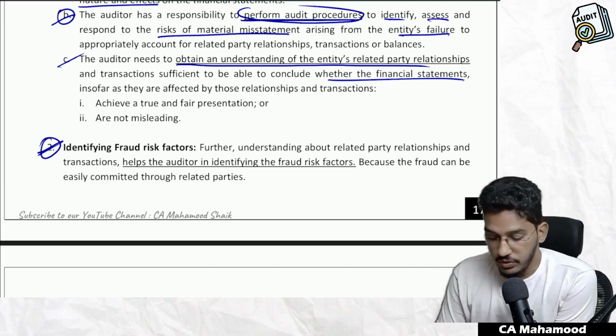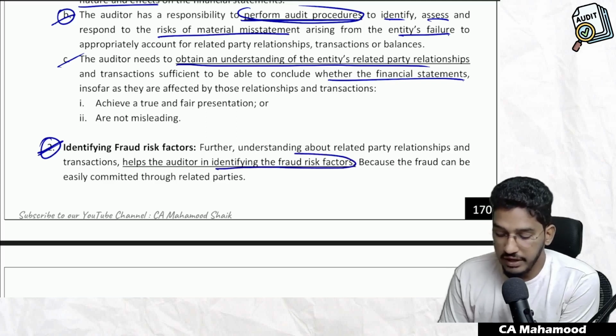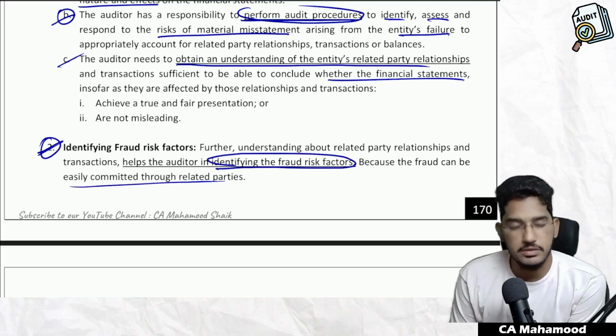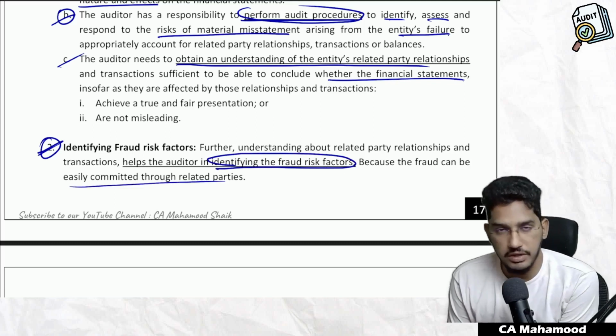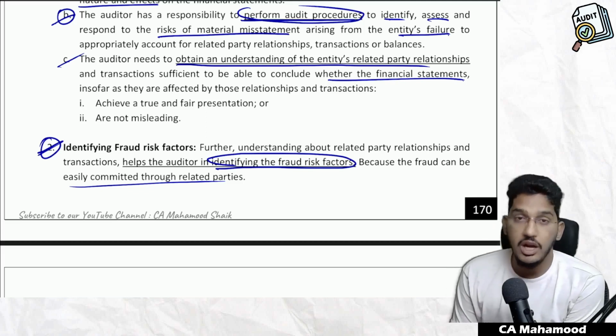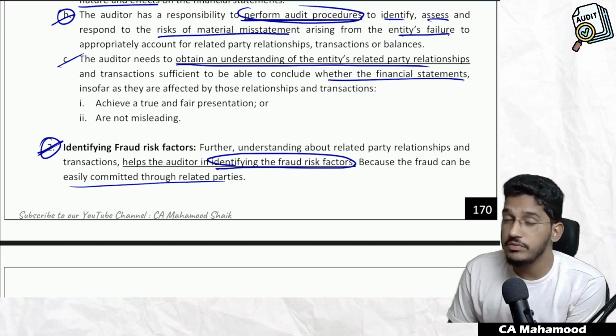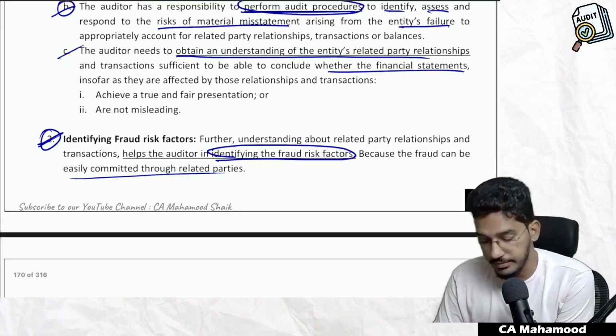If I read it further, understanding related party transactions and relationships helps the auditor in identifying fraud risk factors, because fraud can be easily committed through related parties. Nothing but you have to be a little bit more alert when you are verifying related party transactions. Why? Because that could be a fraud risk factor. When you have related party transactions, the chances of fraud happening are a little bit higher.